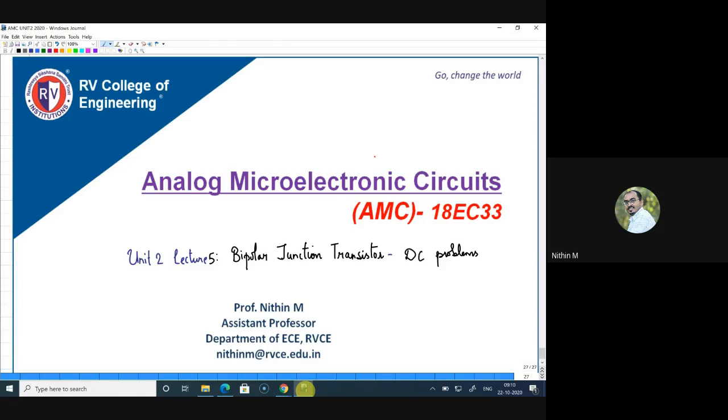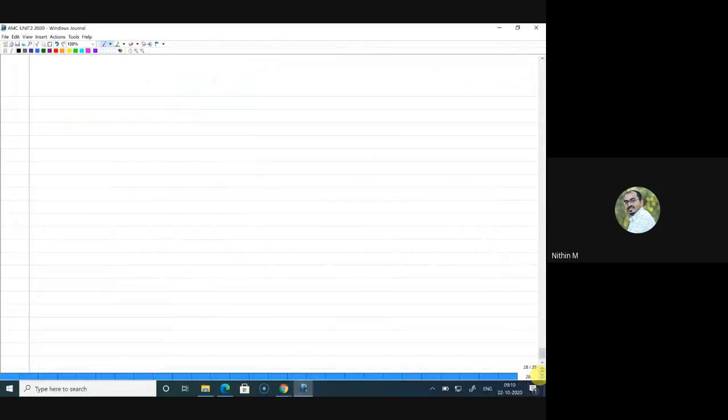Right. Now, in today's class, what I will do is elaborate a little more on the models. Depending on the regions of operation of BJT, I'll elaborate a little bit more on the conditions and models of BJT. So this will definitely help us in solving DC problems. Moreover, it will also help in a much better understanding of the DC operation of BJT. Right. So with that, I am just starting today's class.